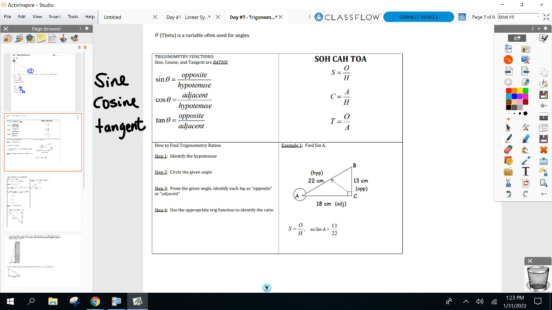Now, I just threw a lot at you right there. And my first thought is, how are you going to remember all this? Sine is the opposite side over... I'm going to get this confused. And I don't blame you. So I've got a device for you on how to remember this.